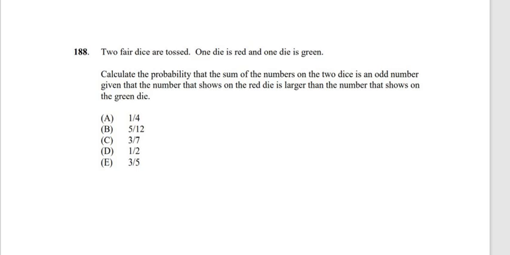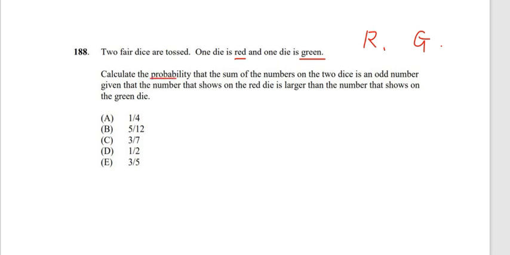Okay. So for this problem, we have two dice. One is a red one and one is a green one. So the red one can be 1 to 6, the green one 1 to 6. Yeah.